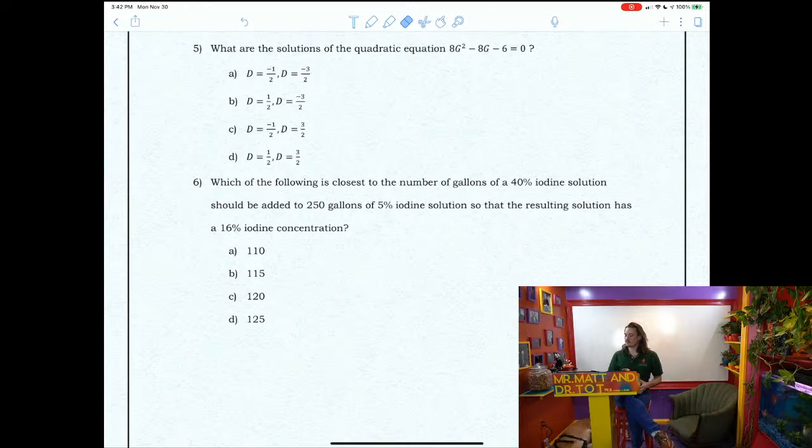Question number 5 asks, what are the solutions of the quadratic equation 8g squared minus 8g minus 6 is equal to 0? And number 6, which of the following is closest to the number of gallons of a 40% iodine solution that should be added to 250 gallons of a 5% iodine solution so that the resulting solution has a 16% iodine concentration? I'll give you 6 minutes.